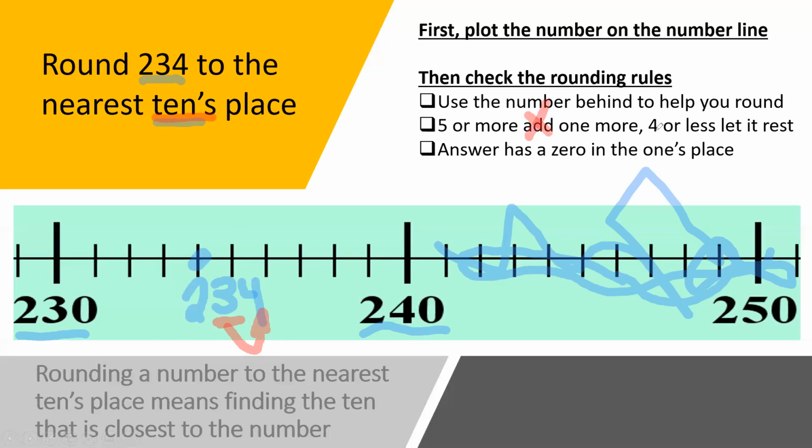which means we have to go down. So 4 or less, let it rest. When you rest, you get some downtime. You get to chill out. We go down. And your answer has to have a 0 in the ones place. And there's our answer.